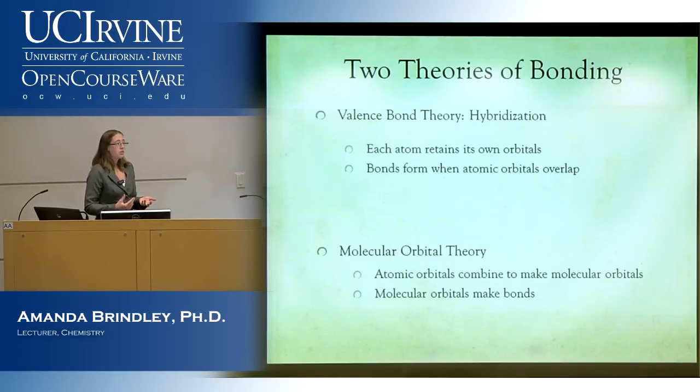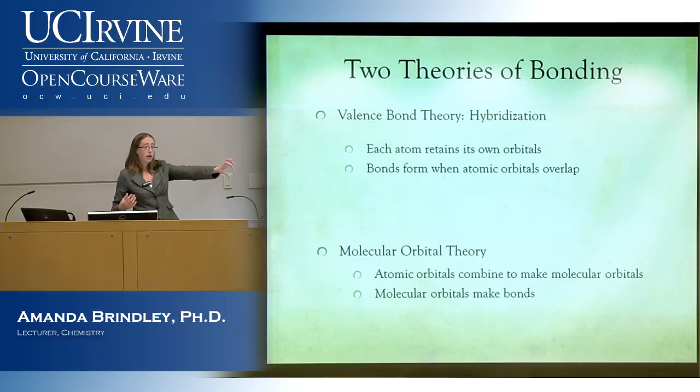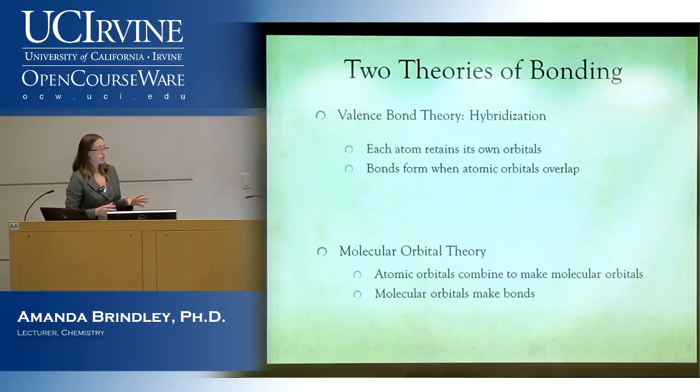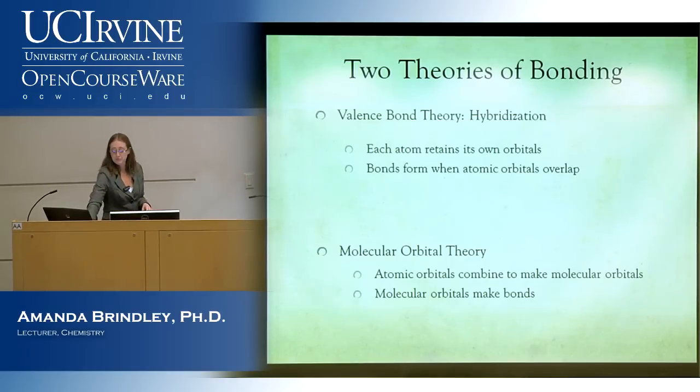What's happening in MO theory is you're taking an orbital from one atom and an orbital from another atom, and you're combining those together, and that's what's going to form your bonds, okay? So two different ways of looking at it, each one with its own benefits.